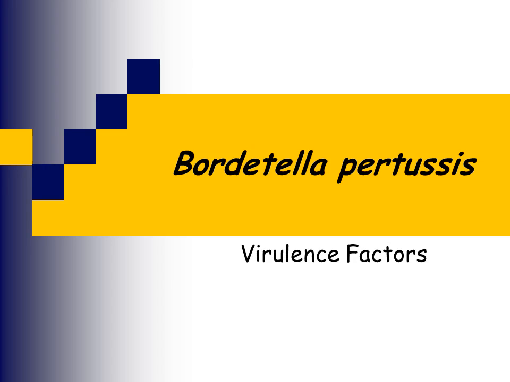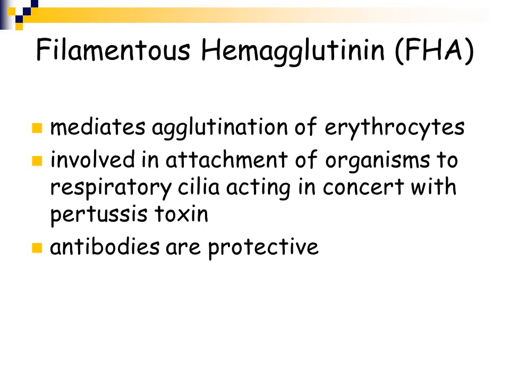We're going to focus, as we usually do, on the clinically relevant organisms, and we always start out with the major pathogen of that group. So the major pathogen of the Bordetella organisms is Bordetella pertussis. Now, Bordetella pertussis has several virulence factors, one of which is filamentous hemagglutinin. Filamentous hemagglutinin mediates agglutination of erythrocytes. It is also involved with attaching organisms to the respiratory cilia.